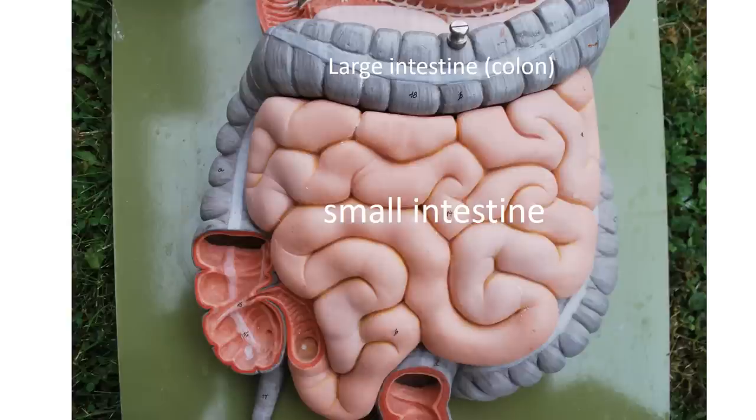Now, in this model, we see the intestines. Firstly, the small intestine, or the small bowel. And secondly, the large intestine, or the large bowel, or the colon. And the difference really is the diameter. The small bowel has a more narrow diameter, whereas the large intestine, the colon, is wider. And in this model, the small intestine is in pink, and the large intestine is in a grey colour.